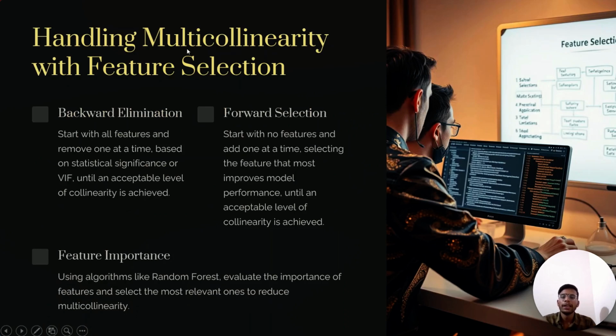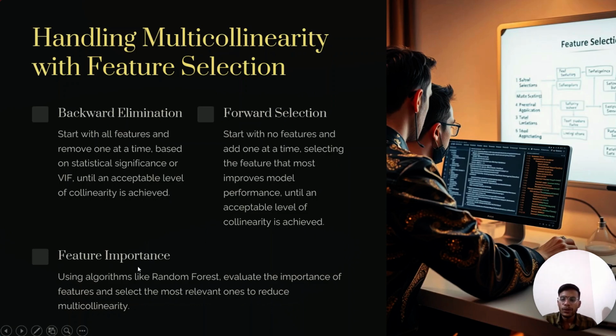Next, handling multicollinearity with feature selection. In this, we have backward elimination, forward selection, and feature importance. Backward elimination: start with all features and remove one at a time based on statistical significance or VIF until an acceptable level of collinearity is achieved. Next, forward selection: start with no features and add one at a time, selecting the feature that most improves model performance until an acceptable level of collinearity is achieved.